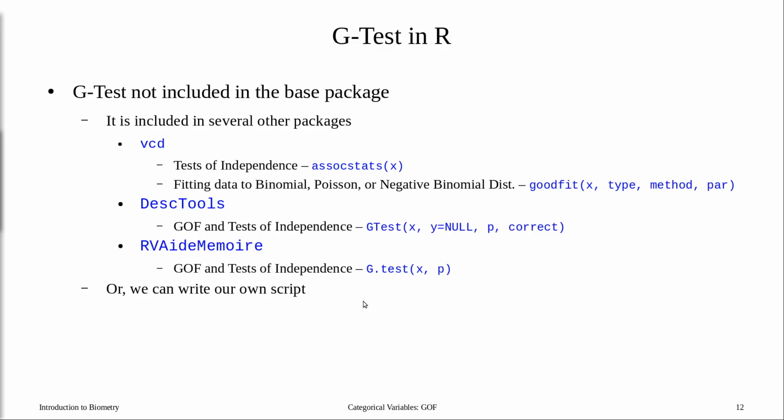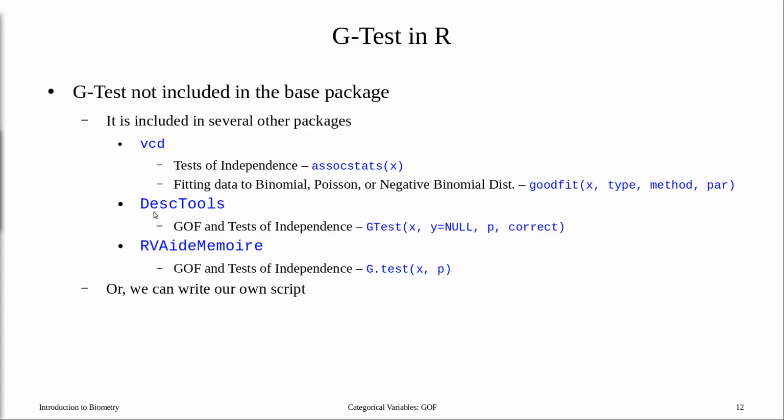How do we do it in R? Well, here's the difficulty. There are a couple of different packages that include the G test. The vcd package, we're going to use this because the G test is built into a test of independence, so contingency analysis, and we'll do that. It's also built into this goodfit function, which is used when we try to fit our data to a discrete distribution. If we're fitting our data to a binomial distribution or a Poisson distribution, we can generate a G. We can perform a G test on it.